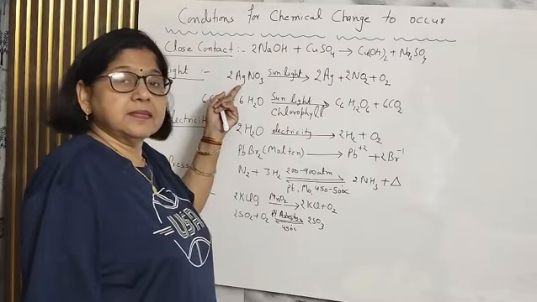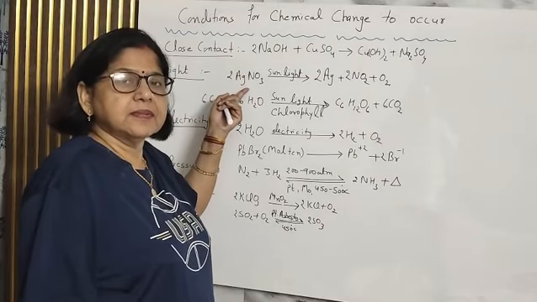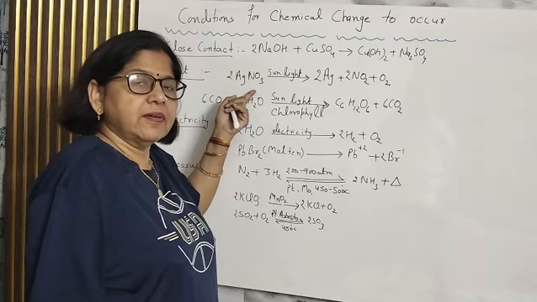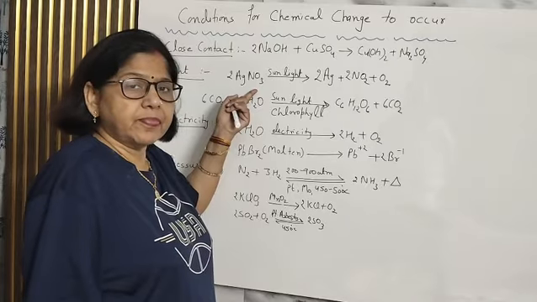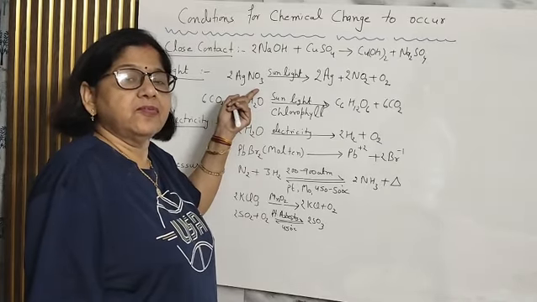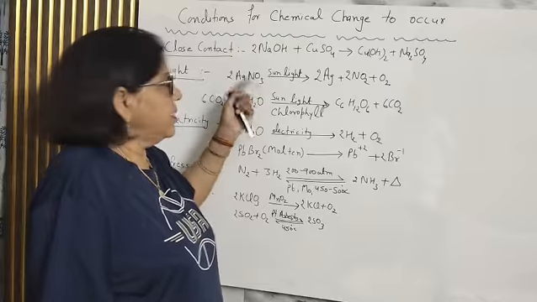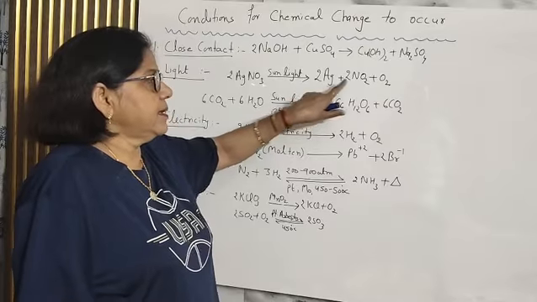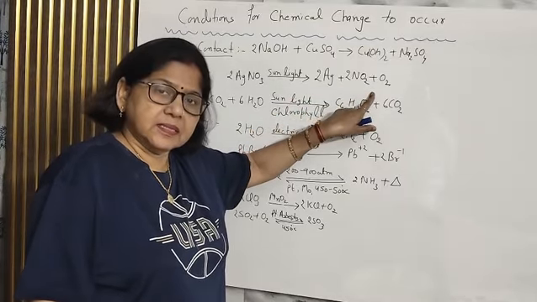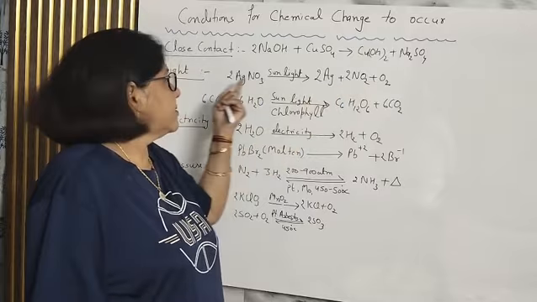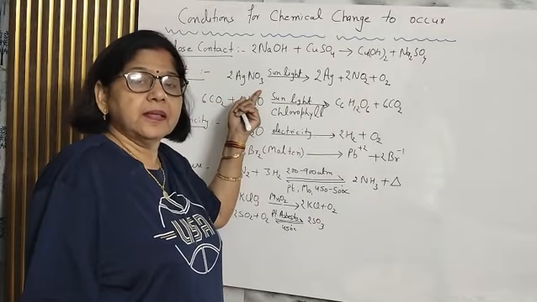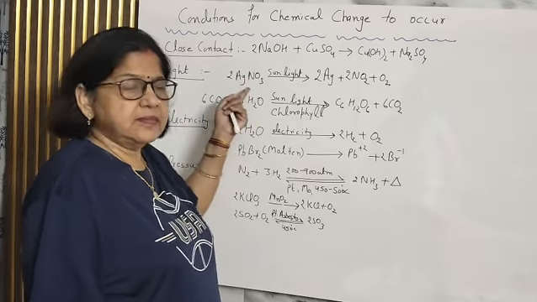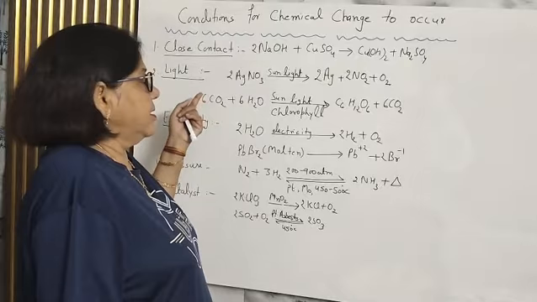Now, come to another one. Your teacher must have asked you a question: why is it always suggested to keep silver nitrate in a dark colored bottle? The reason is silver nitrate is a photosensitive compound. In the presence of sunlight, it decomposes to give silver metal, nitrogen dioxide and oxygen. So silver nitrate decomposes if you keep it in a transparent bottle in the presence of sunlight. That means light is also one of the conditions.